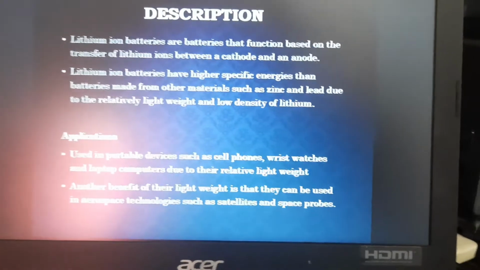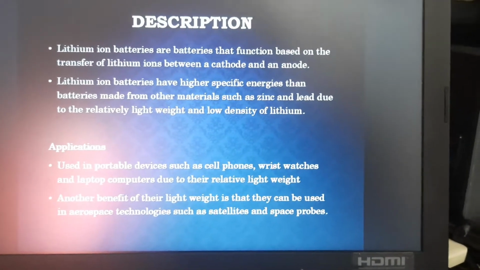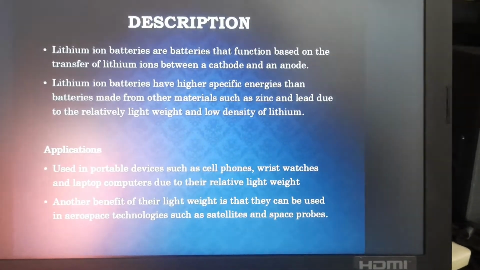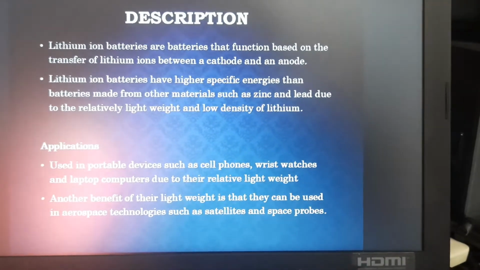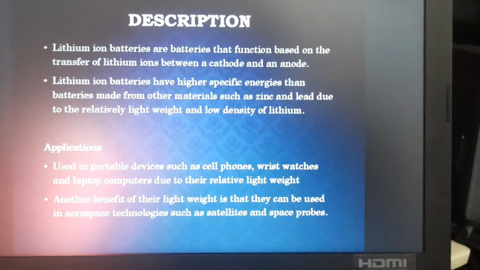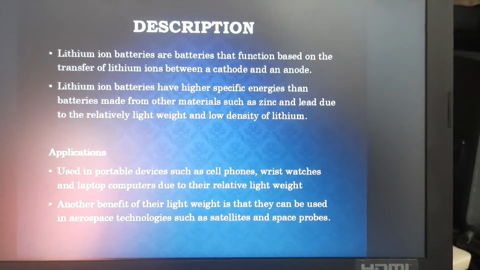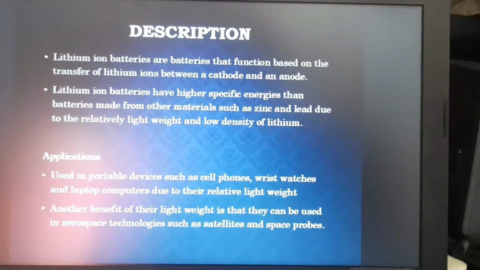The batteries function by transfer of lithium ions from anode to cathode, and lithium ion batteries are highly efficient, and they have low density of lithium and are lightweight. Lithium metals are very lightweight, so they can be easily used in electrical devices which need a very small amount of space and a small amount of weight.